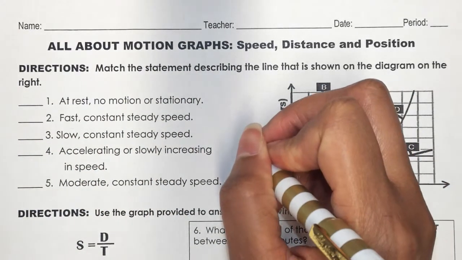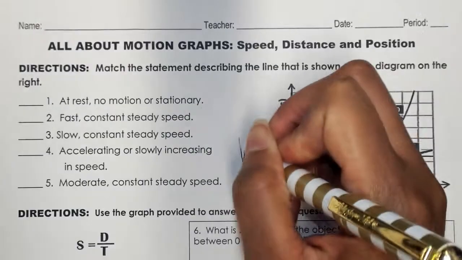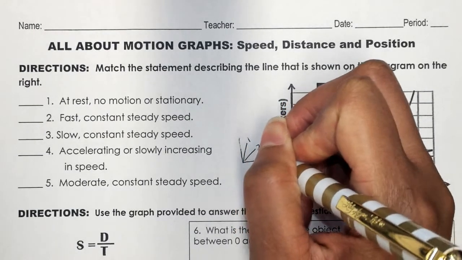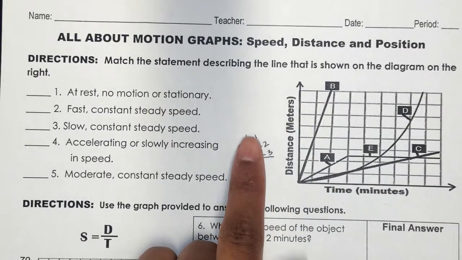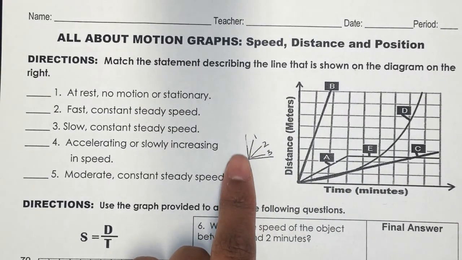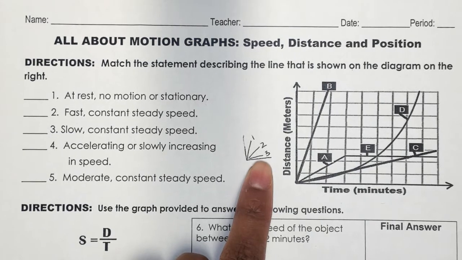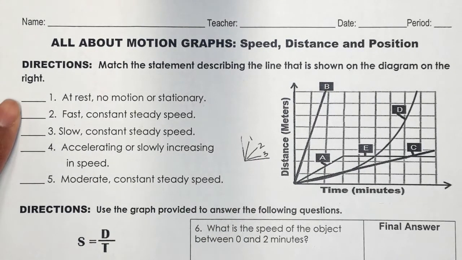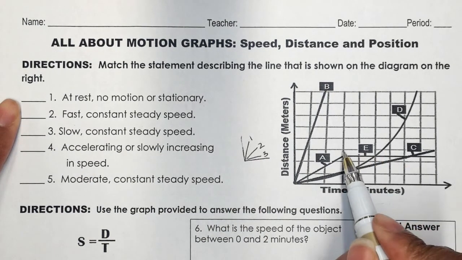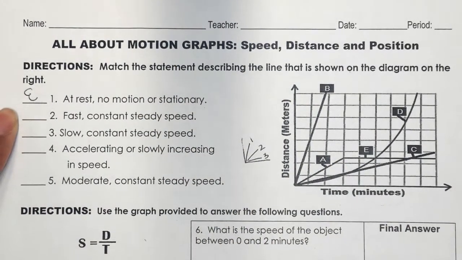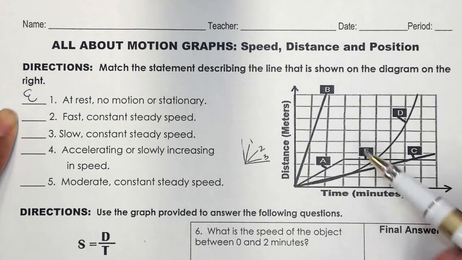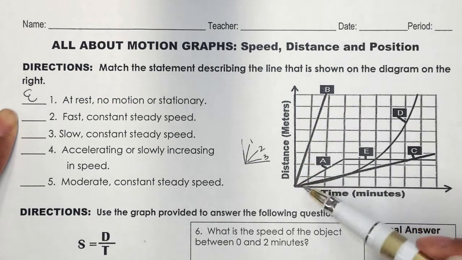So for example, if I had this graph right here and I had this line, line 1, this line 2, and this line 3, line 1 is going faster because it's closer to the y-axis, and line 3 is going the slowest. So at rest would have been line E because the distance is not changing. Fast, constant, steady speed, the fastest line is going to be B because it's the steepest line.